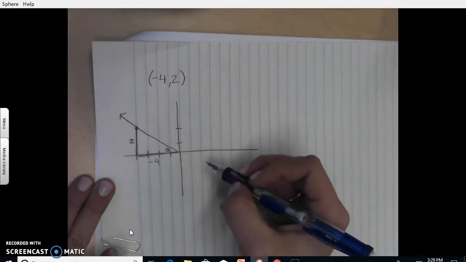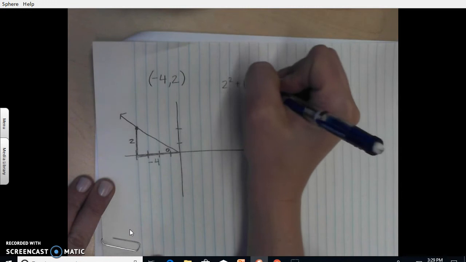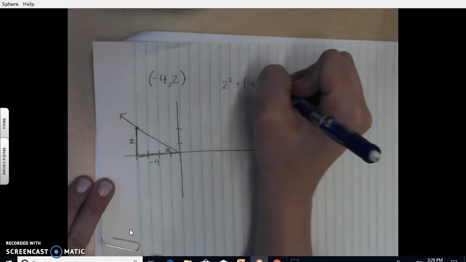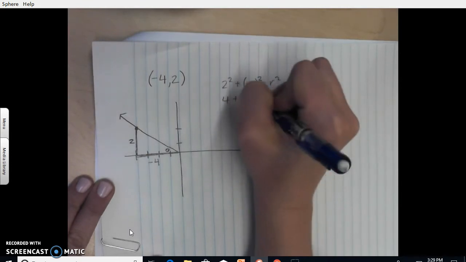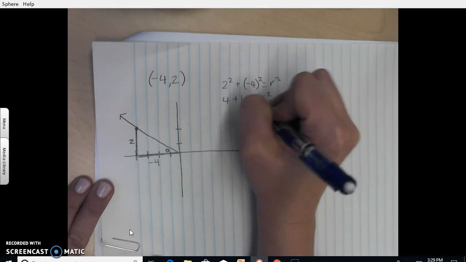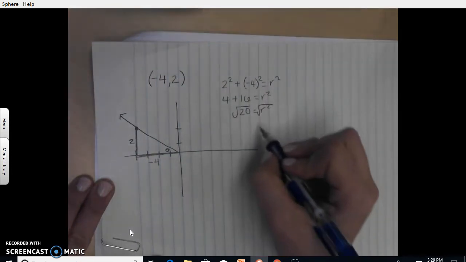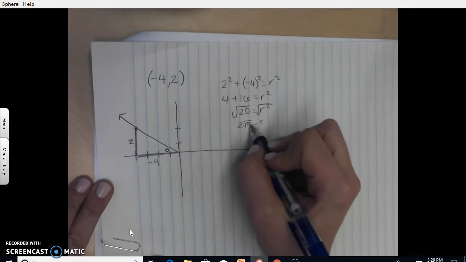To find my hypotenuse, I would do 2 squared plus -4 squared is equal to r squared. 4 plus 16 is equal to r squared. R squared is equal to 20. Square root both sides. R is equal to 2 root 5.